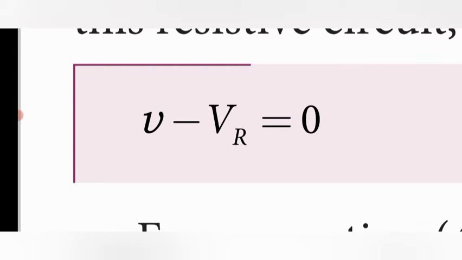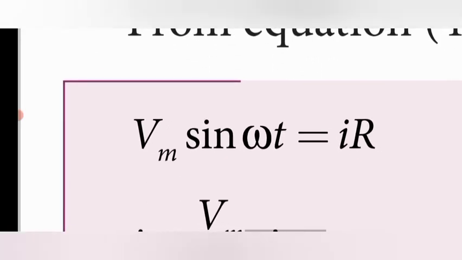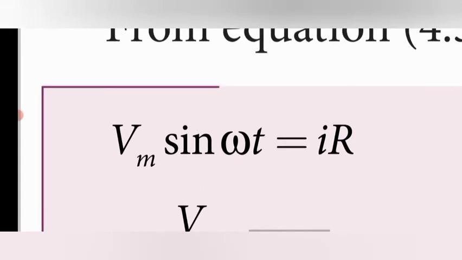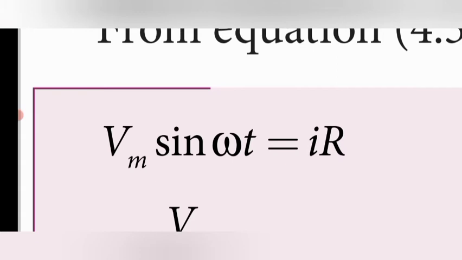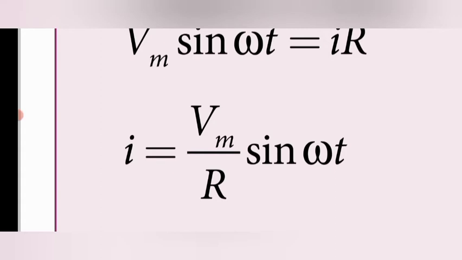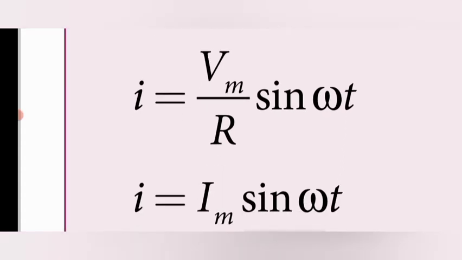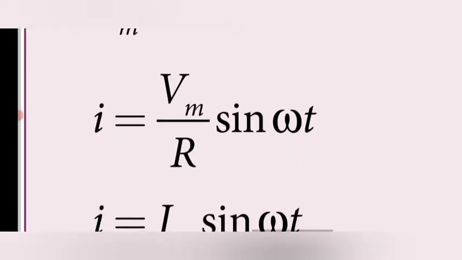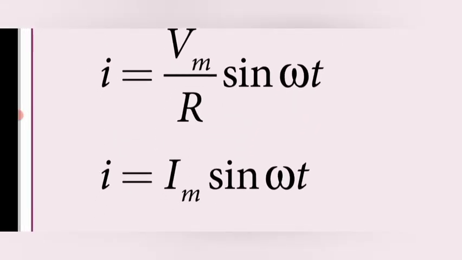Now applying the value of small v, we get Vm sin omega t minus VR equals 0. So Vm sin omega t equals IR, and rearranged, I equals Vm by R times sin omega t. Vm by R is the maximum current, since the maximum voltage is applied and the maximum current is Im. So I equals Im sin omega t. That is the current value produced here.